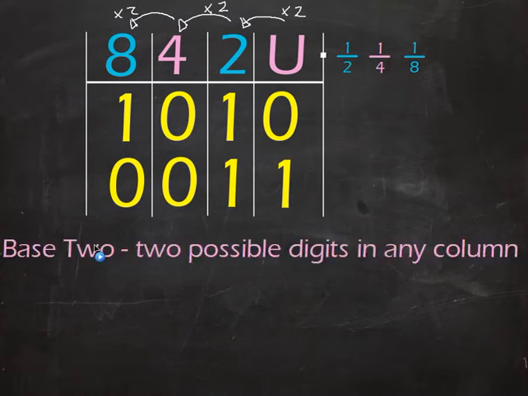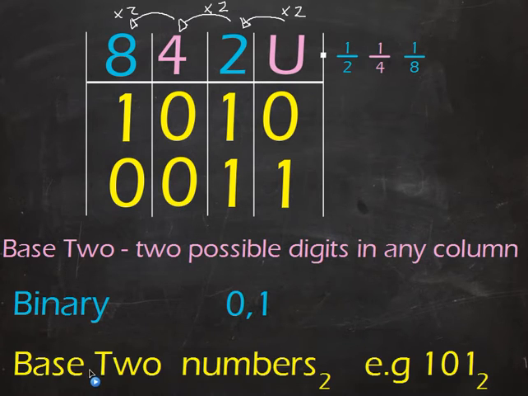So base 2, or binary, bi meaning 2, has 2 possible digits. Instead of 10, as in 0 and 1, 2, 3, 4, 5, 6, 7, 8 and 9, because it's base 2, there are only 2 possible values you can put in any one column, and they are 0 and 1.